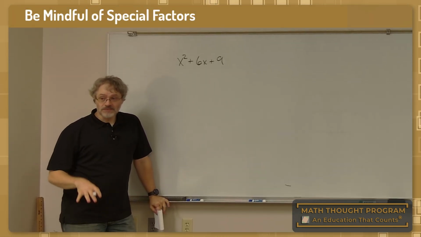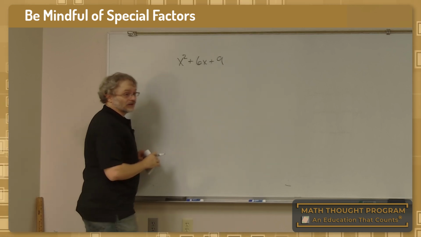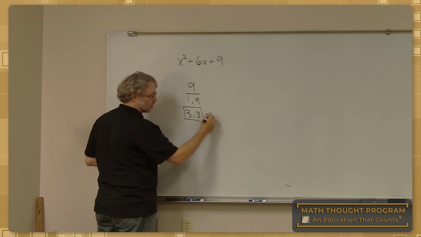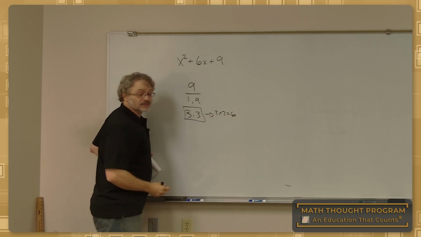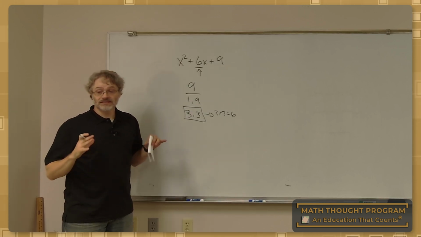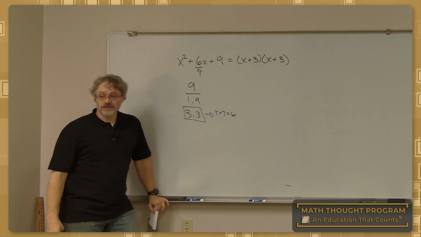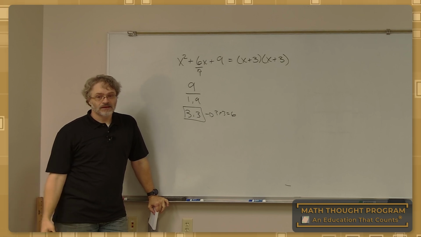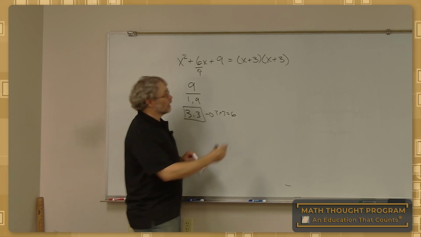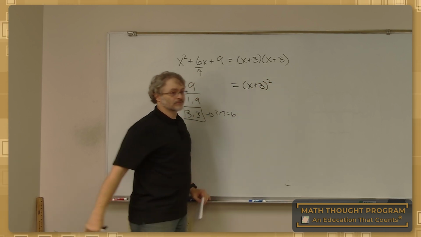Now, again, this is a monic polynomial. Since it is monic, all I'm going to do is focus on the 9, a 3 and a 3. If I add up a 3 and a 3, I do get 6, which is exactly that term right there. So I know exactly how this factors. It factors as x plus 3 times x plus 3. And I can compress it down a little bit more. I can rewrite it as x plus 3 quantity squared.